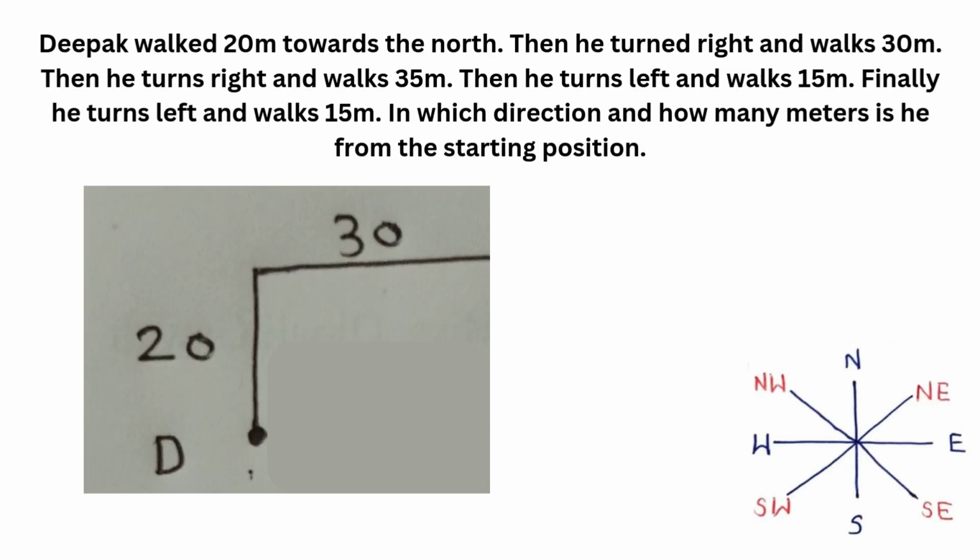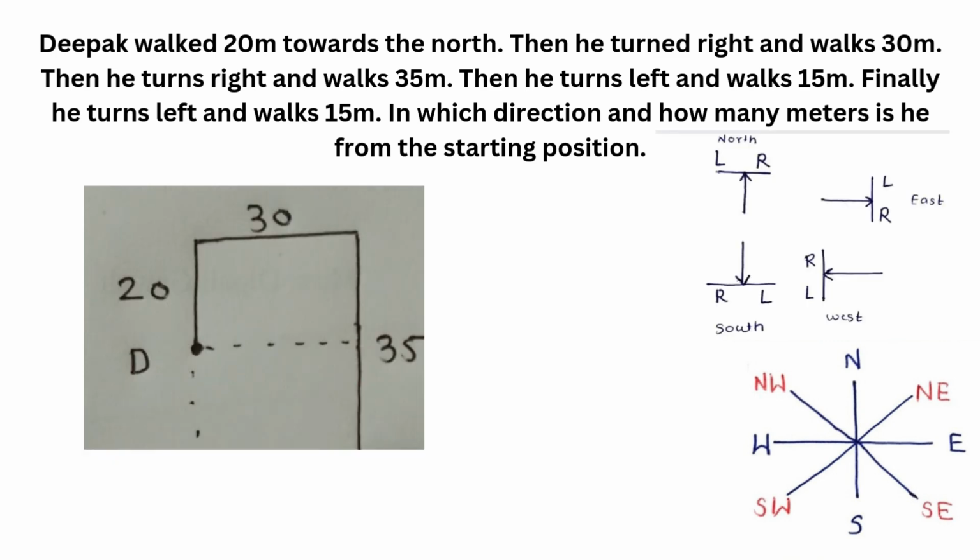So now then he turned right and walks 30 meters. Draw it like that, and the distance is 30 meters. So draw somewhat bigger than the 20. That is, the line of 30 should be somewhat greater than the 20. Then he turns right and walks 35 meters. Horizontally we can see that the 20-meter distance is this, and more, we have to make 35 meters. So draw it like this.